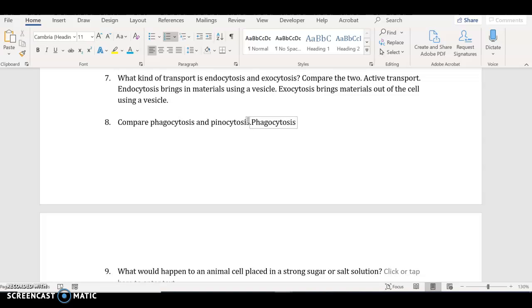Think of phagocytosis like the cell eating, but it's bringing in large things, okay? So phagocytosis brings in large things like bacteria, using a vesicle, because it is endocytosis. Whereas pinocytosis is more like drinking. This is when the cell brings in small things like water molecules or anything dissolved in the water, small like the head of a pin, using a vesicle.